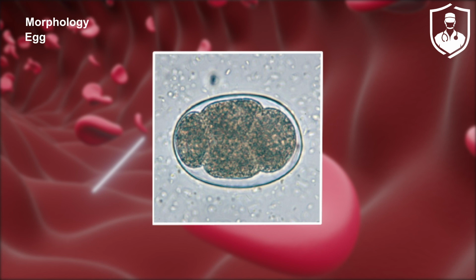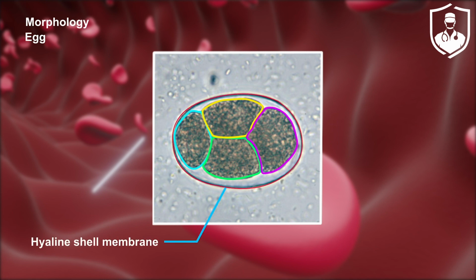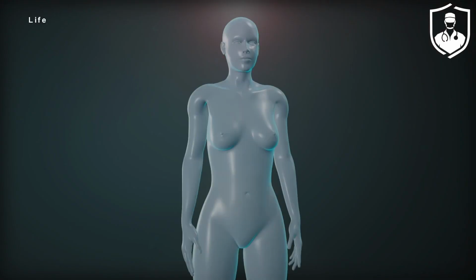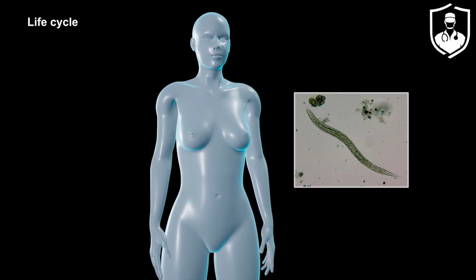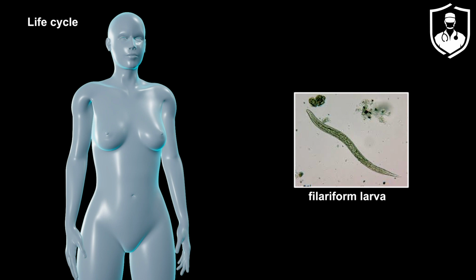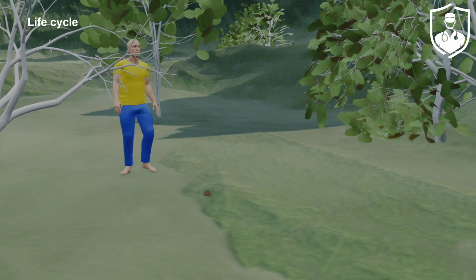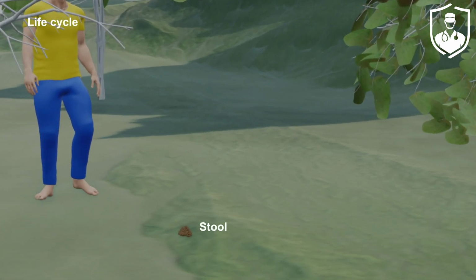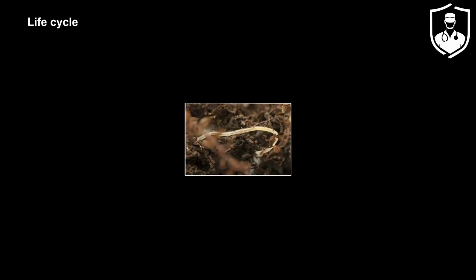Egg. The egg of Ancylostoma duodenale is segmented with 4 blastomeres surrounded by a thin transparent hyaline shell membrane. Life cycle. Definitive host: human. Infective form: falciform larva. Eggs are passed in the stool and, under favorable conditions like moisture, warmth, and shade, larvae hatch in 1 to 2 days and become free living in contaminated soil.